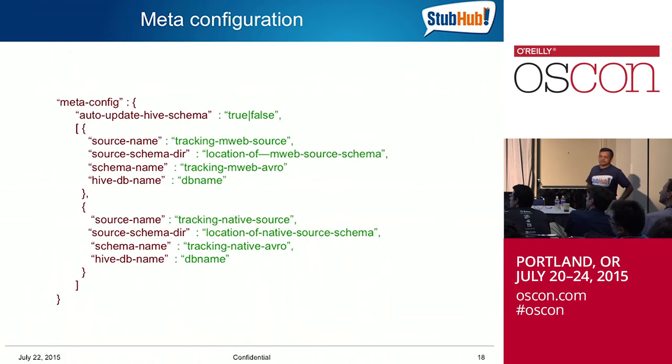So what does meta configuration do? Meta configuration is essentially some of the examples here. This is not exhaustive, what I'm showing here. As data is coming in, you have an option to express whether you want to automatically update the Hive schema for that as data comes in. You might choose not to do that for various reasons, but you can express that.